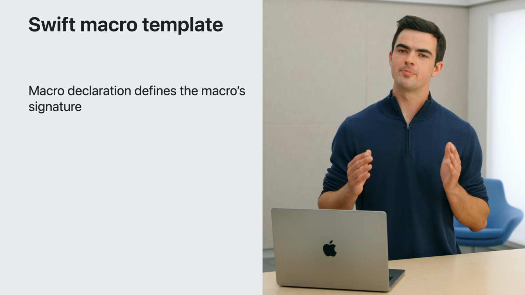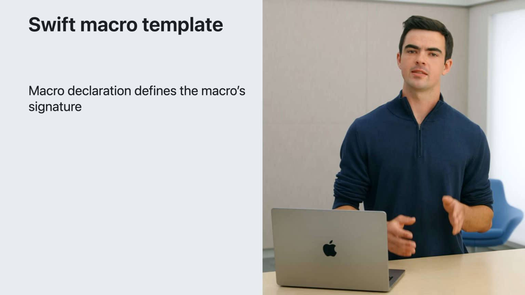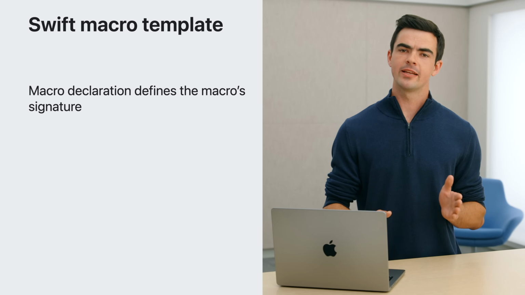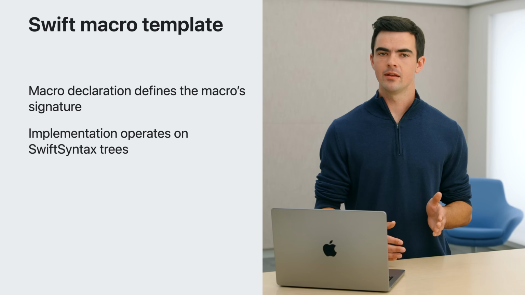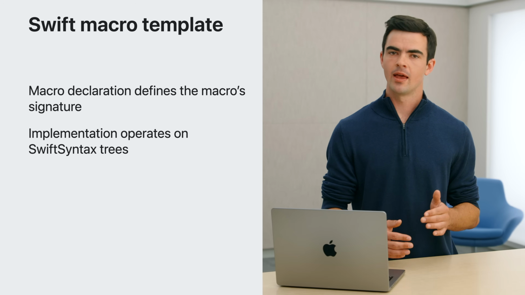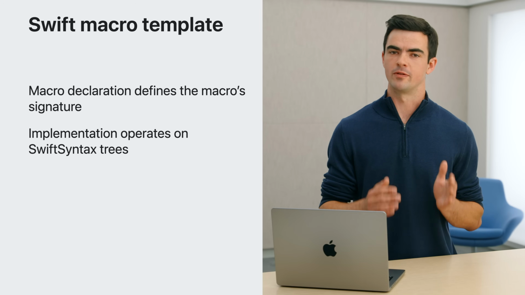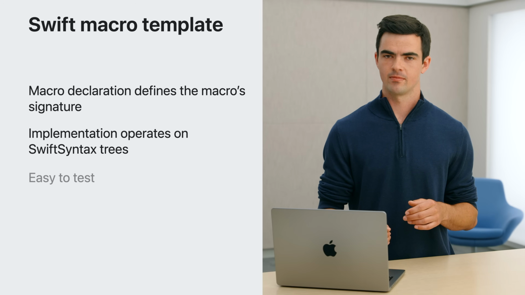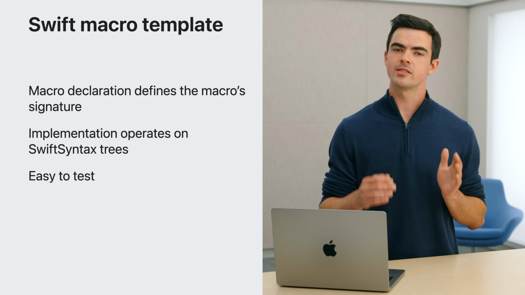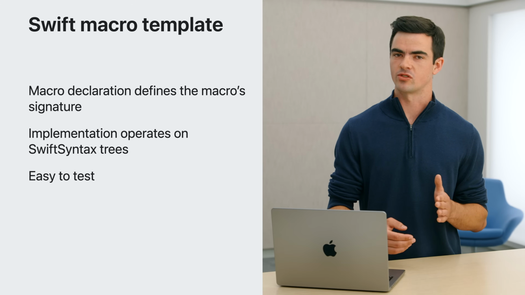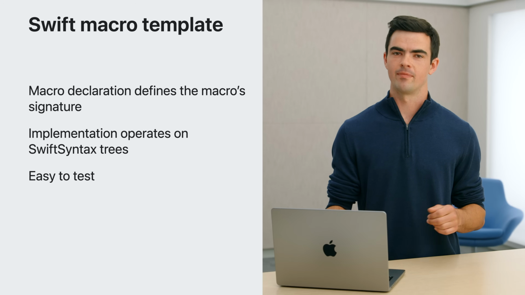In it, we saw its basic building blocks. The macro declaration defines the macro signature. It also declares the macro roles. The compiler plugin performs the expansion. It is a program that is itself written in Swift and operates on Swift syntax trees. We also saw that macros are very testable, because they are deterministic transformations of syntax trees. And the source code of syntax trees is easy to compare.